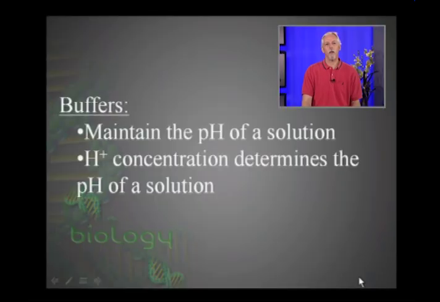Another thing I want you to keep in mind as we look at these examples is that it's the hydrogen ion concentration of a solution that determines the pH of a solution. So we'll basically be counting hydrogen ions and using that as essentially a measure of pH. But it's the concentration of hydrogen ions that determines the pH. So if the hydrogen ion number or concentration changes, that means the pH of a solution is changing.